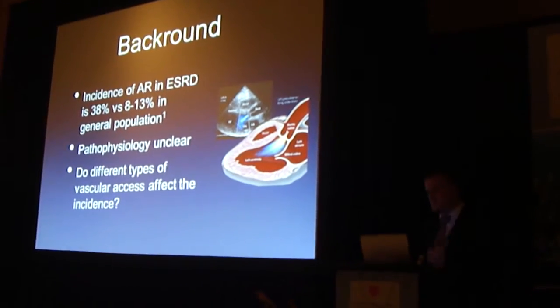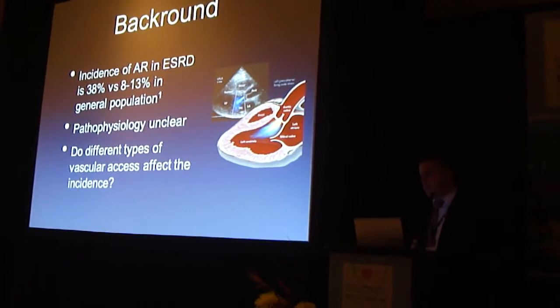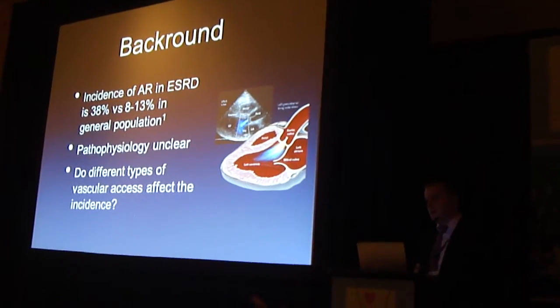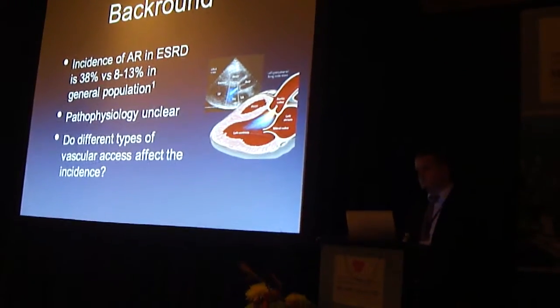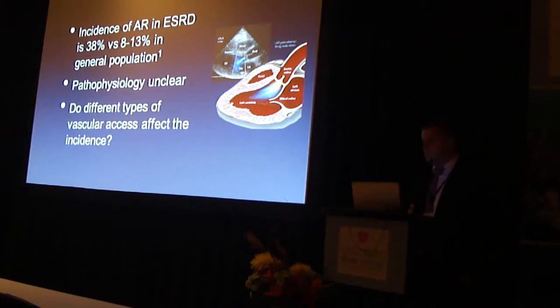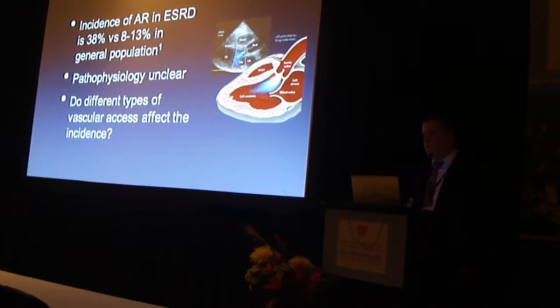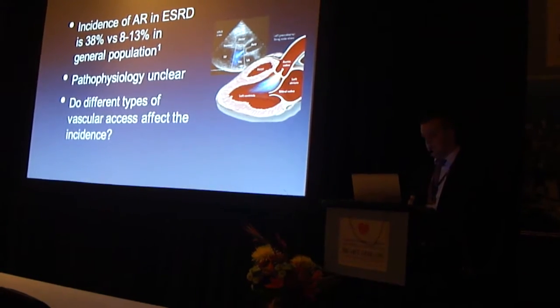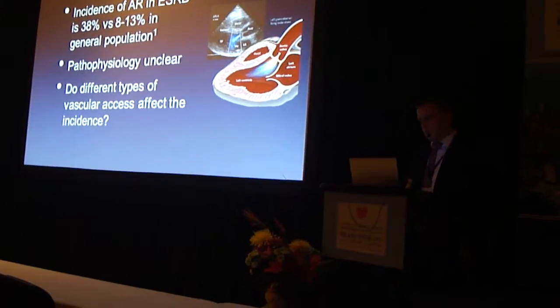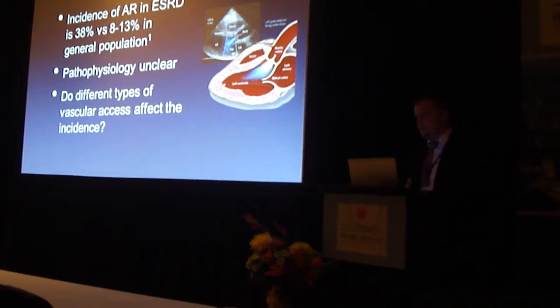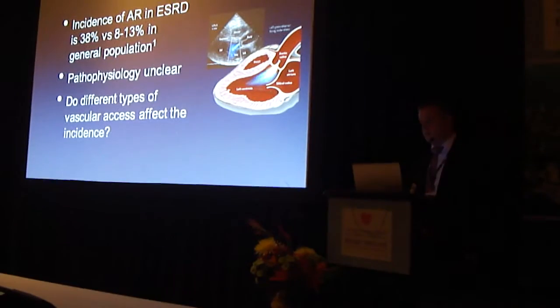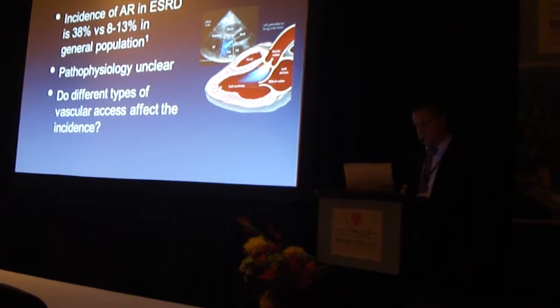While the pathophysiologic mechanisms for stenotic and sclerotic lesions are inherently linked to disorders of calcium and phosphate homeostasis due to synthetic dysfunction within the failing kidney, the mechanism behind aortic regurgitation has never clearly been delineated in the literature. And furthermore, we wish to ascertain whether or not the different types of vascular access used in common clinical practice for dialysis patients affected the incidence or prevalence of disease.